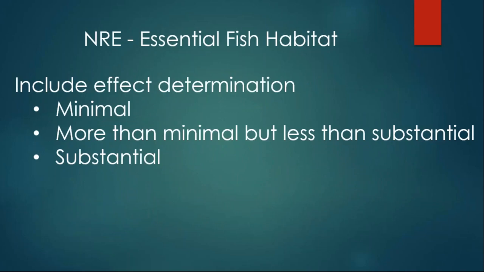Similar to protected species, we need to be sure to include the effect determinations. For essential fish habitat, the terminology is minimal, more than minimal but less than substantial, or substantial. In determining these impacts, you're going to be using professional judgment and past experience, similar to the discussion that was described about substantial impacts or significant impacts. So some of those similar guidelines should be used for determining whether EFH impacts are substantial, minimal, or more than minimal but less than substantial.